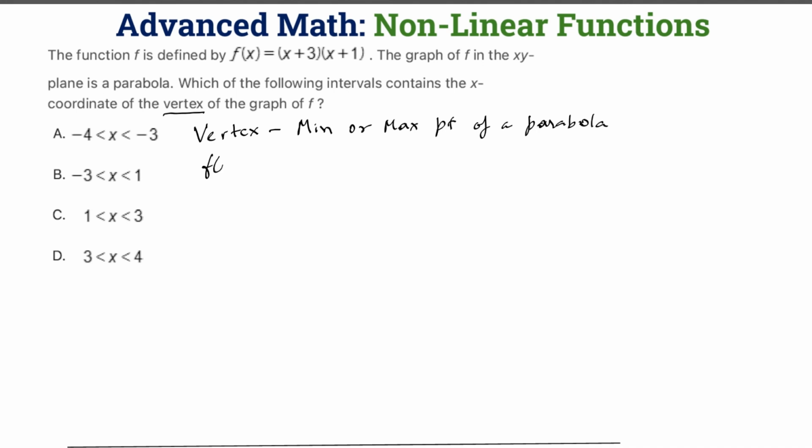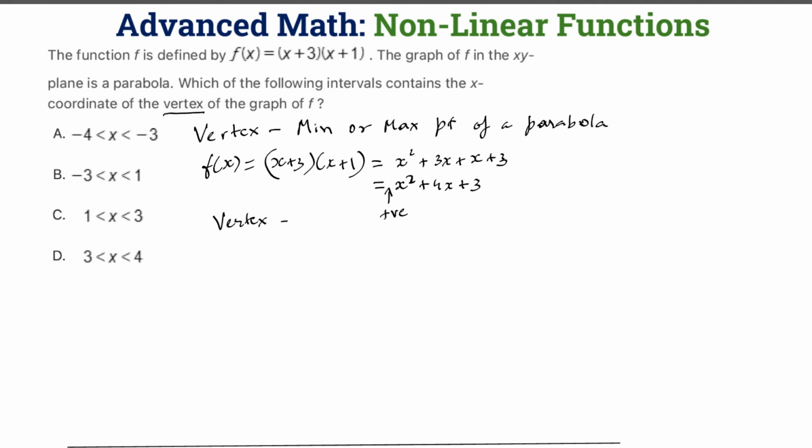Okay, so here f of x is going to be equal to x plus 3 times x plus 1. Let's expand this one and we'll get x squared plus 3x plus x plus 3, which is going to be equal to x squared plus 4x plus 3. Okay, so you can see that the coefficient in front of x squared is positive. So the vertex is going to be the minimum of the parabola.